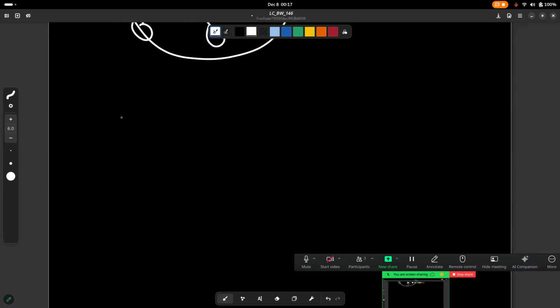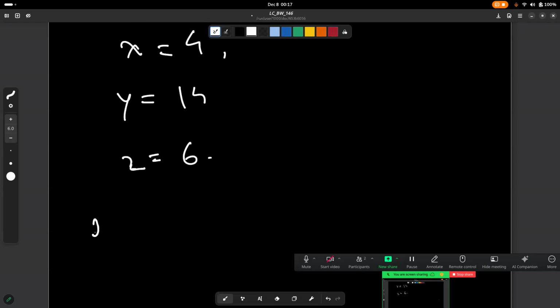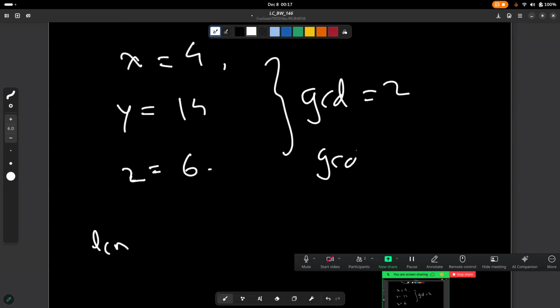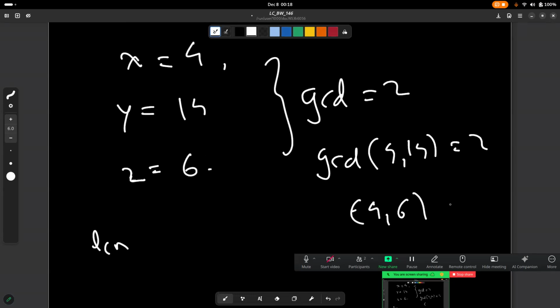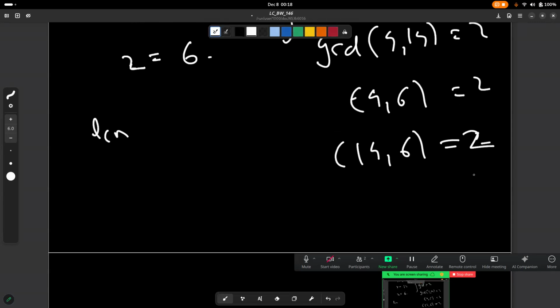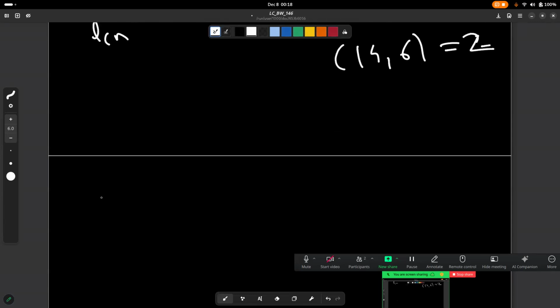Right. So let's consider x is equal to 4. And now you have y is equal to say 14, and your z is equal to 6. What is the LCM of these? Notice that the greatest common divisor between any two pairs is 2. GCD of 4 and 14 is 2. Similarly for 4 and 6 it's 2, and similarly for 14 and 6 it's 2. So I'll just assume that for all of them the GCD is 2.